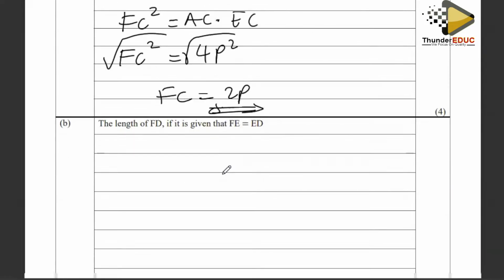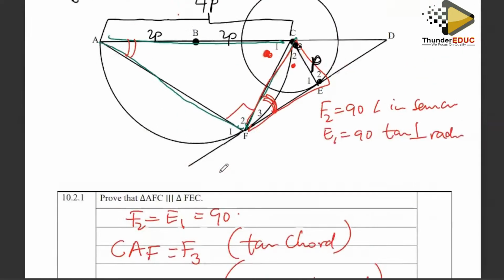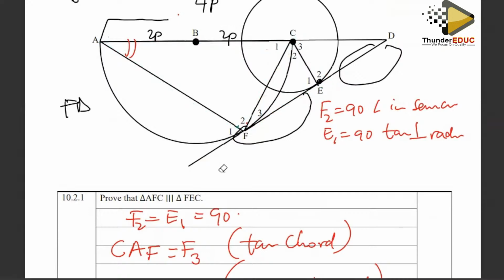All right. Then part B, they're telling us that they want the length of FD. Okay, they want the length of FD, if FE is the same as ED. If this distance is the same as that distance. Now, what we just calculated was the FC. Let me just erase this out. Okay, so we say that our FC is twice P.